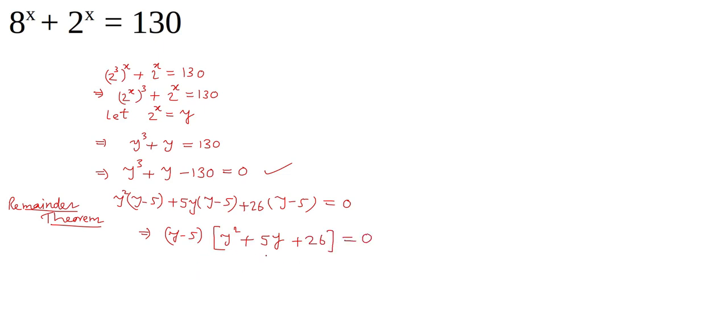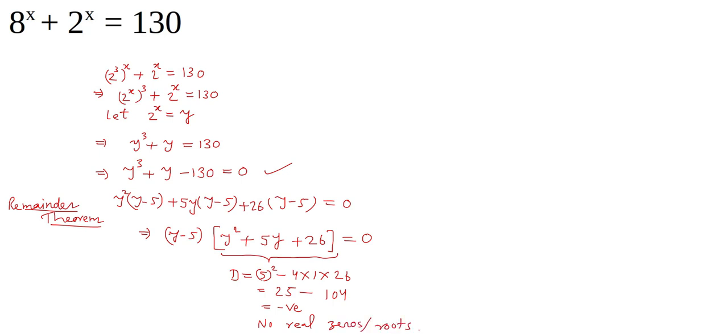Now let's check what can be the factors of the second term, this quadratic equation. If you check the discriminant of this equation, discriminant means b square minus 4ac. That means 5 square minus 4 into 1 into 26. So you get 25 minus 104, so it is coming negative. So the discriminant of this equation is negative. This means it will not have any real roots, so no real zeros.